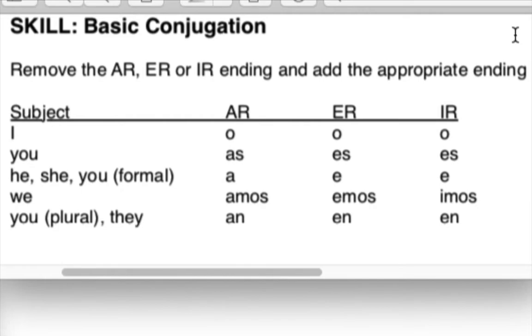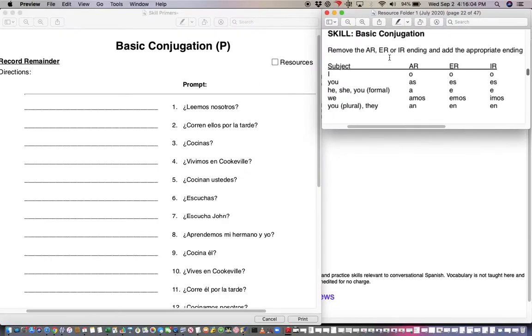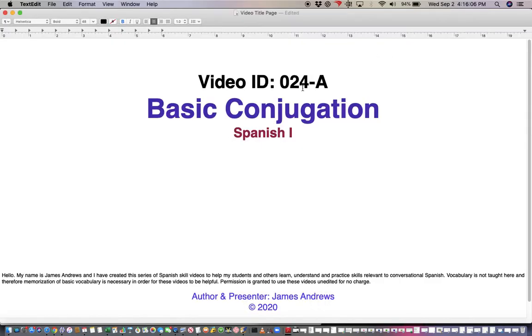There are three types of verbs in Spanish. There's AR, ER, and IR. Three types. Okay. These are the endings for AR verbs, ER verbs, and IR verbs. Your subject pronouns are on the left. I'm going to show you what to do with these so that using verbs in Spanish will be very simple.